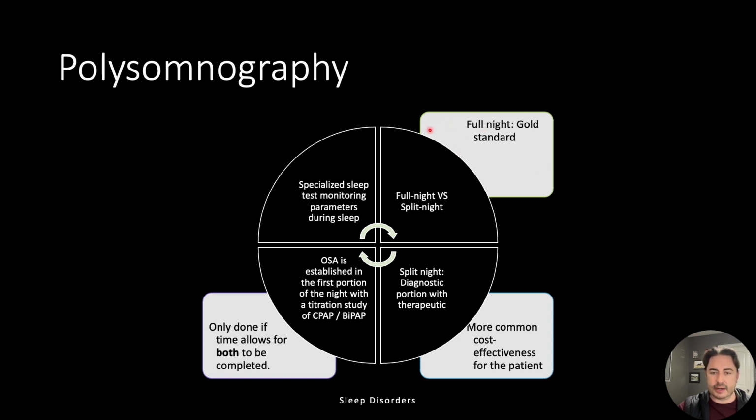We talked about it in the last slide, but the full night in a sleep lab is the gold standard. Anytime that you see anything that has gold standard in it, highlight it, underline it, put a star by it, make a note card about anything that you see with gold standards.